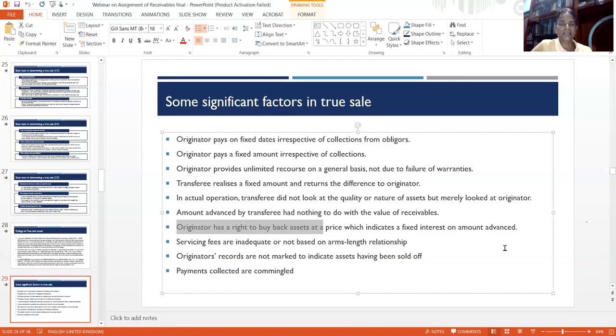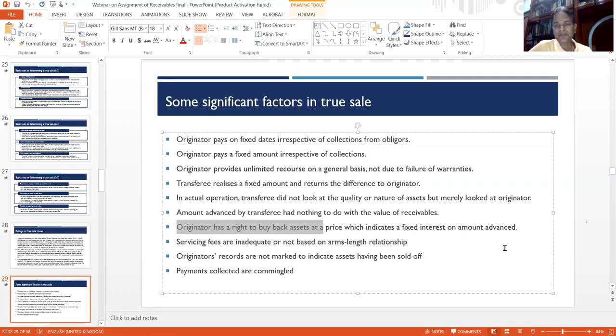I have sold the asset. I'm still servicing. Whose asset am I servicing? I'm servicing the buyer's asset. If I'm servicing the buyer's asset, I'm actually servicing a third-party asset. As a third-party servicer, will I agree to service an asset without being paid arm's length servicing fees?